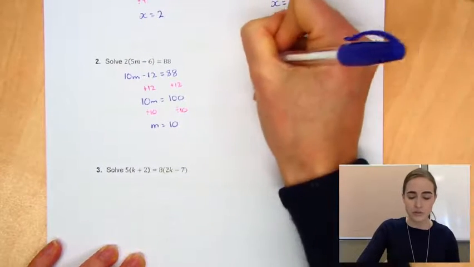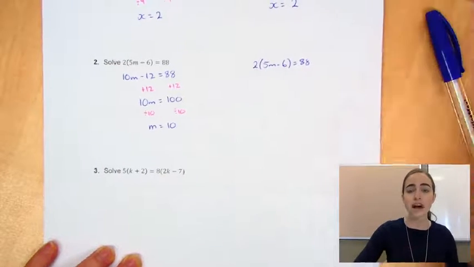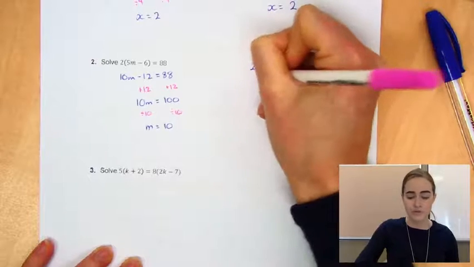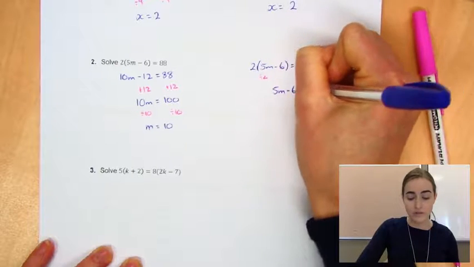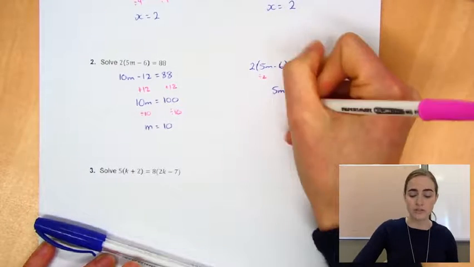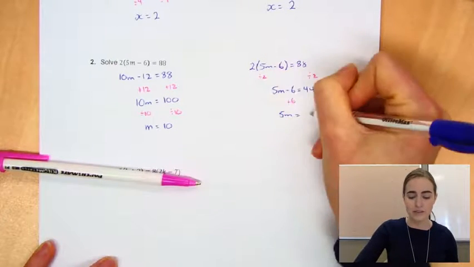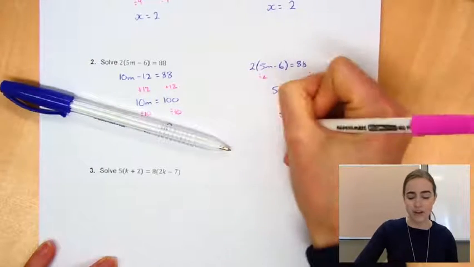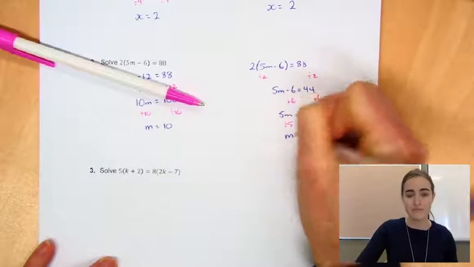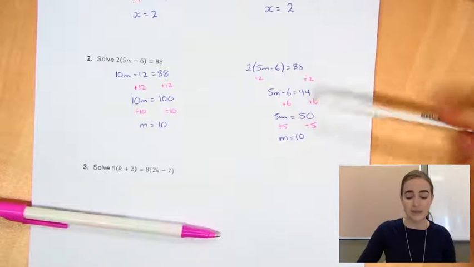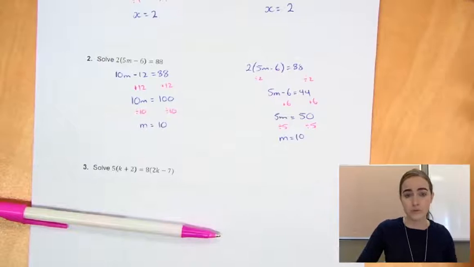For the second one, we've got 2 outside of 5m minus 6 equals 88. We could start off by dividing both sides by that 2. If we divide by 2, we'll end up with 5m minus 6 is equal to 44. And then we can go through and solve for m. So add 6 to both sides, and we'll end up with 5m equals 50. And then divide both sides by 5, and we end up with m equals 10. So in this one, it's exactly the same amount of working out. Actually, this one ends up being shorter. So it's up to you which way you do.